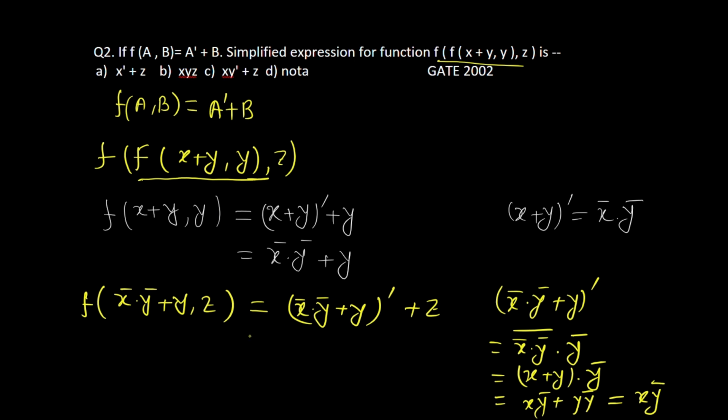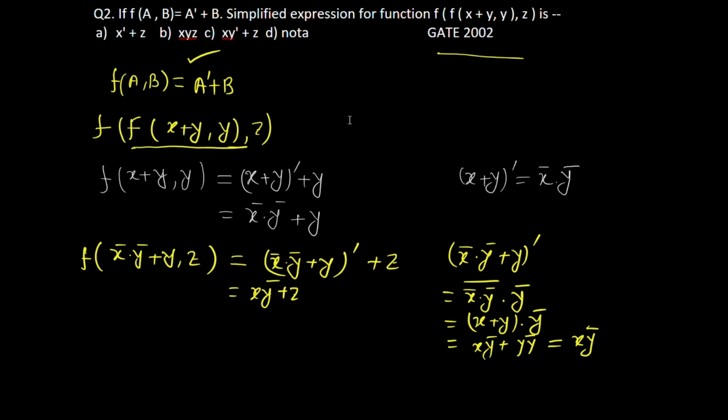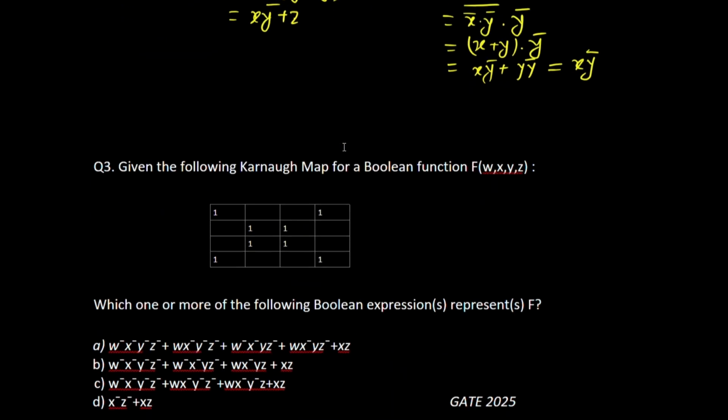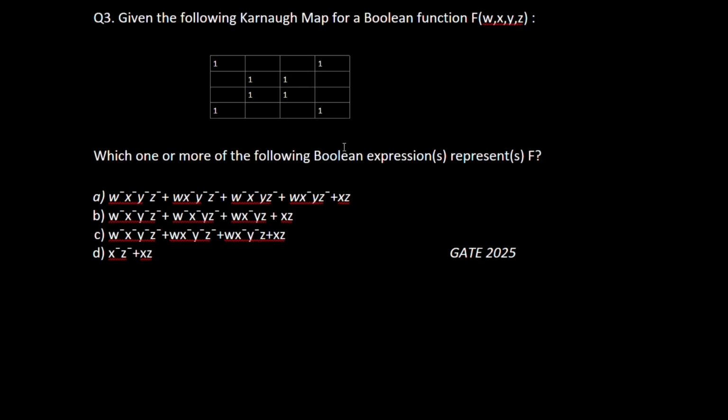And put the value of this, x y bar plus z. So option C is matching with this. So question number 2 is completed. Now next we have a K-map question from GATE 2025.